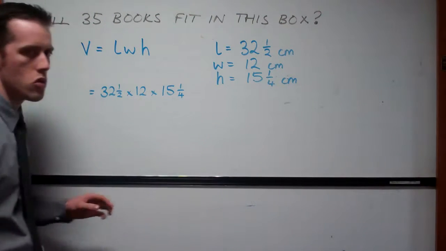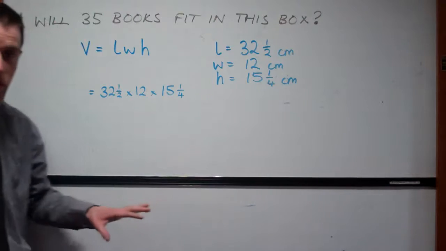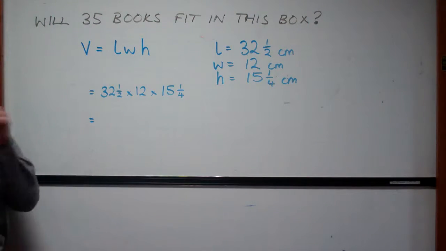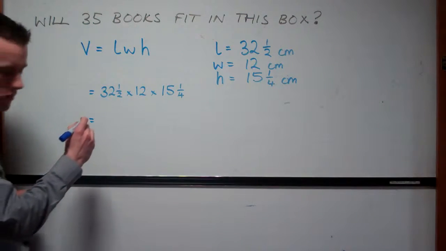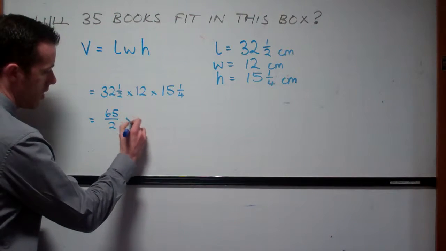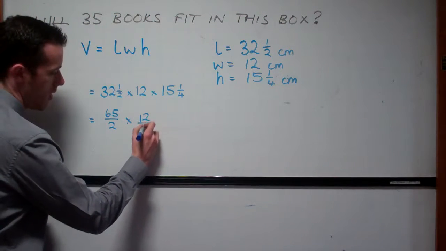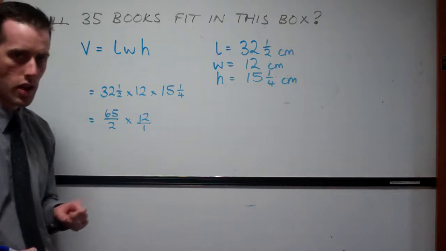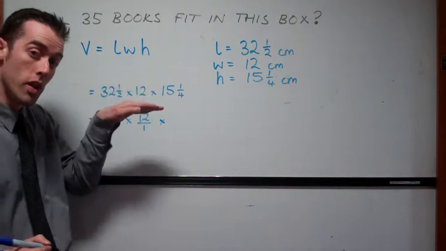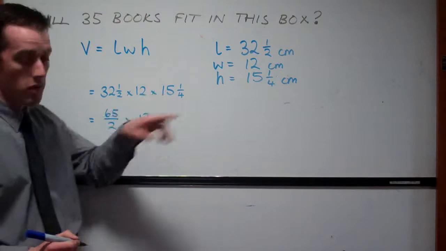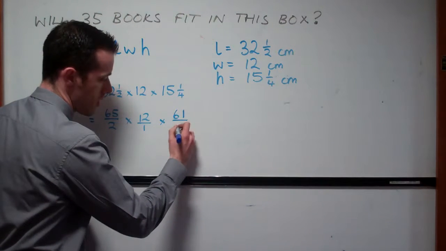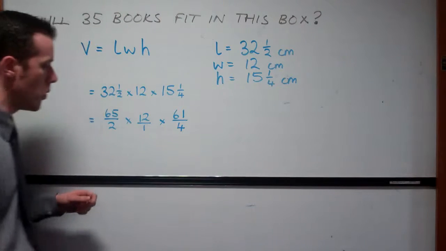If we want to multiply mixed numbers together, we first have to change them into improper fractions. So let's do that just now. We have 32.5, which gives us 65 over 2. 12 stays as it is, but we use 12 over 1 to signify that. So we have a top and a bottom number to multiply, a numerator and a denominator as well. And then 15.25 gives us 61 over 4.